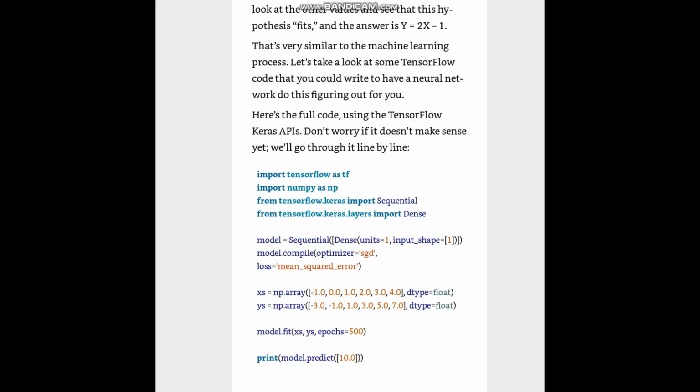Then we need to define a model, because of course we're training a model. We define the model as Sequential with a Dense layer, specifying the number of units, that is the number of neurons that we need, and what kind of input shape we'll be giving. As you've seen earlier, x is a single value, each time we're giving a single value, so the input shape is 1. Then to compile the model, we need an optimizer. Here we are using stochastic gradient descent. We'll be learning more about it in the coming videos.